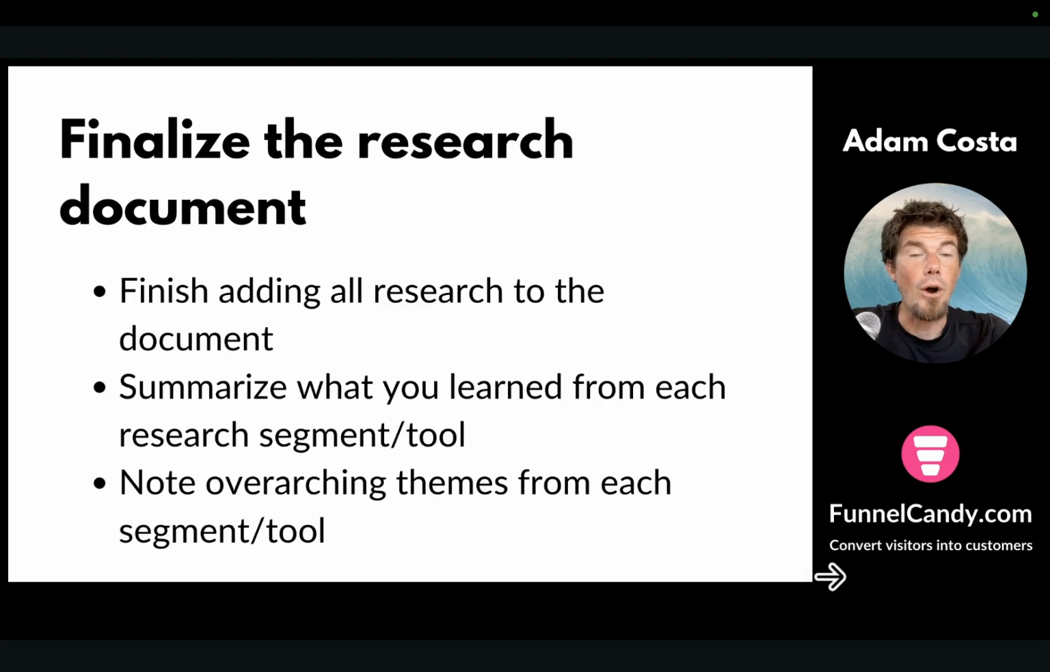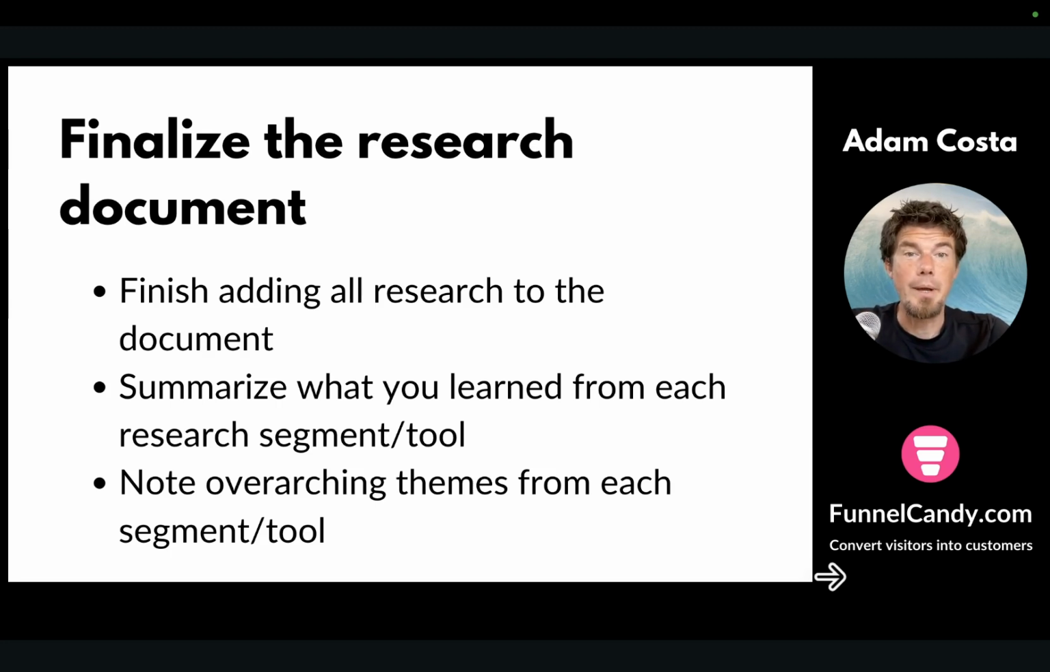So you go ahead and add all of the research to your document that you haven't added already, summarize what you've learned from each research segment and/or tool, and then keep an eye out for those overarching themes. So you can cross-reference things that you've noticed from perhaps a website survey, a heat map, and a poll. If people have this question that we've noticed in the surveys and the polls, and the answer is actually on that page, but it's further down the page, and the heat map shows people aren't seeing it because they're not scrolling down far enough or they're not clicking on the element, then you want to consider moving that content up. Once you've done all this research, this is how you can start generating a lot of really profitable ideas to help you grow your business.